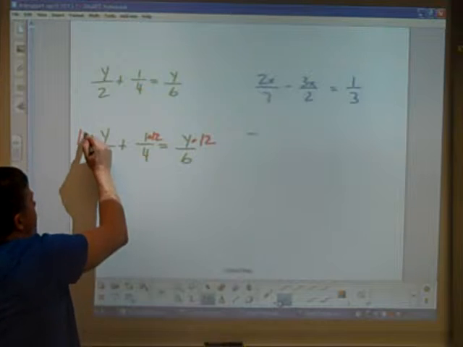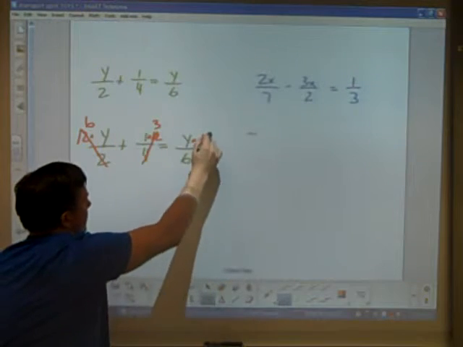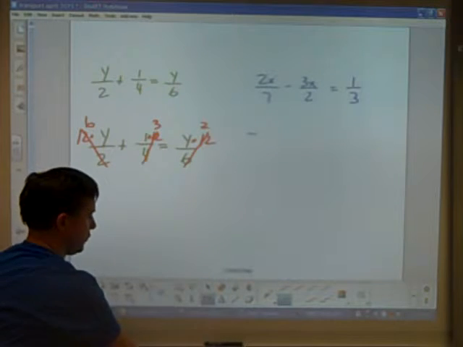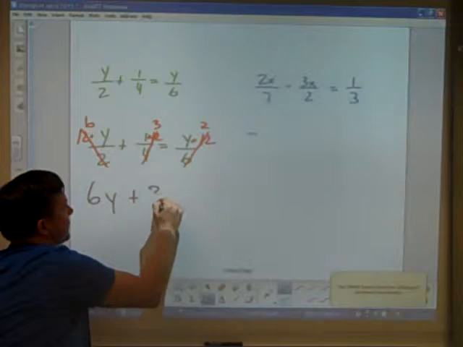And then I'm going to do the reduction. 12 over 2 is 6. 12 over 4 is 3. 12 over 6 is 2. And then I'm going to do the math. I get 6y plus 1 times 3 is 3.